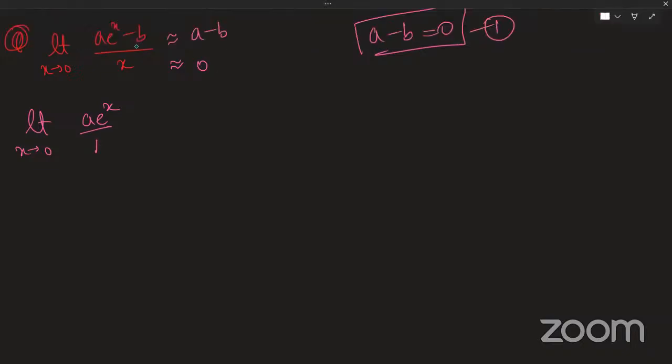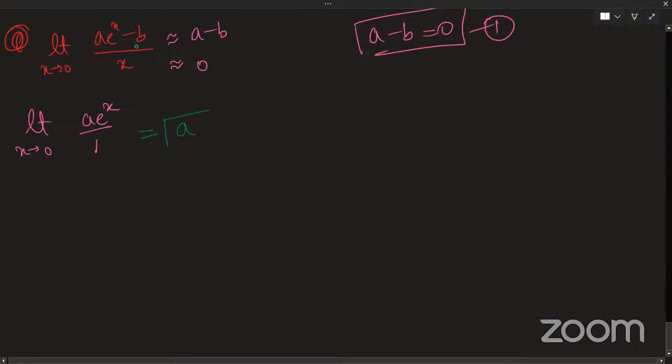Which form is this? Is this an indeterminate form? No, sir. My numerator, I can just input my value. What is my value? 1, sir. A, sir.